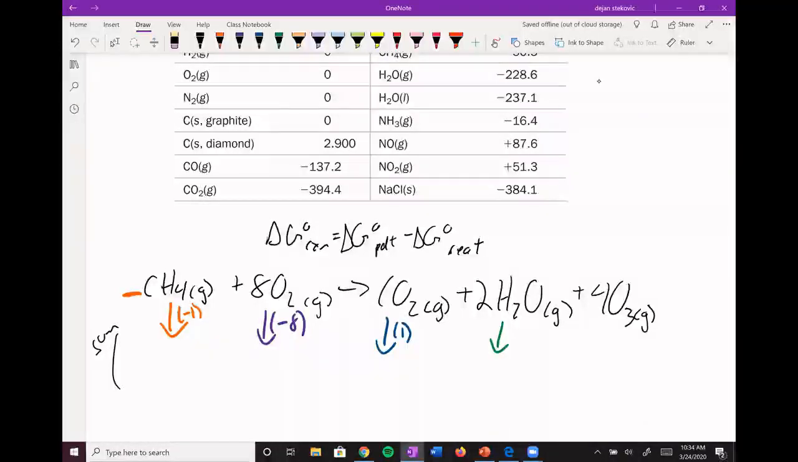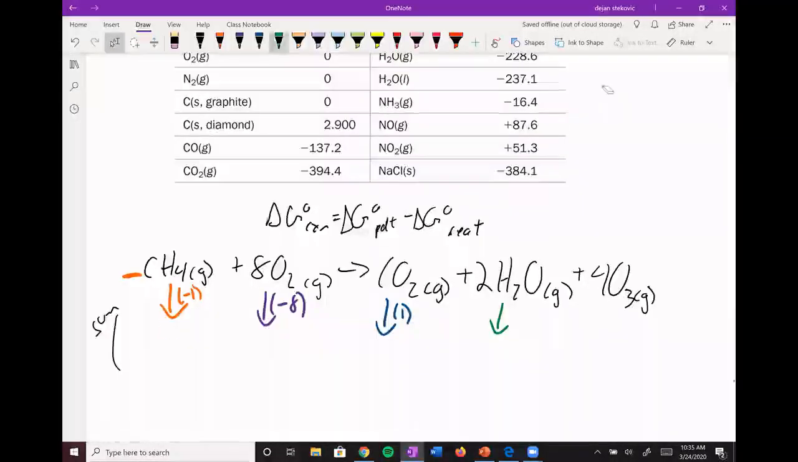All right, so this is the delta G that we want to solve for. This last one over here is a product, so we want to multiply by a positive 4, and we want to multiply this water by a positive 2. My bad about that. All right, so all we have to do is find them in the table and plug in the numbers.